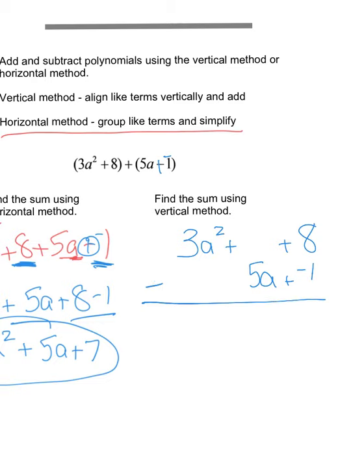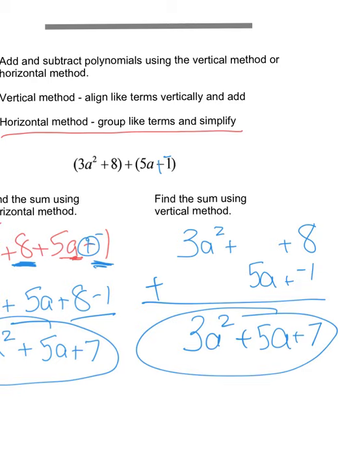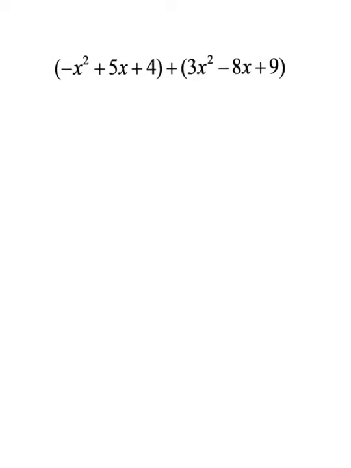Okay, now I'm going to add those. 3a squared plus nothing that's a like term, I'm left with 3a squared. 5a plus nothing that's a like term, I have 5a. 8 plus negative 1 is 7. I get the same answer either way I do it. All right, now you guys do this one. Hit pause and do it on your own.